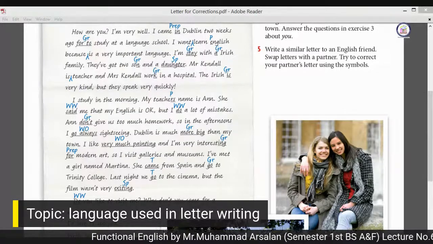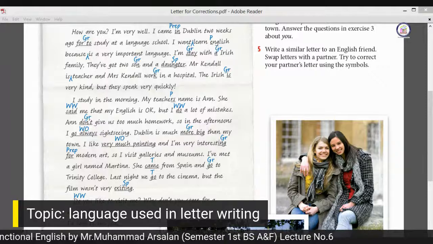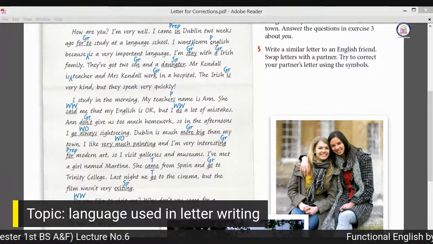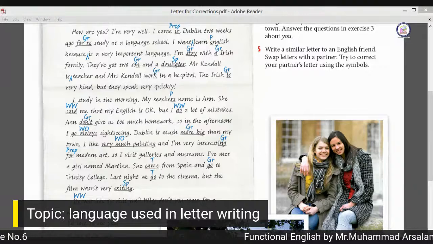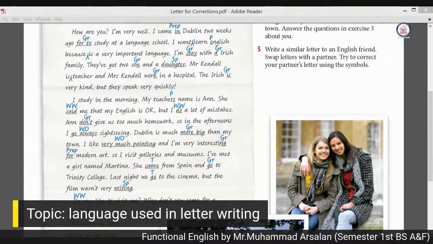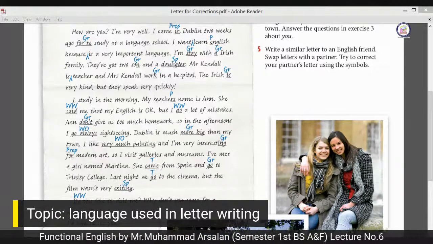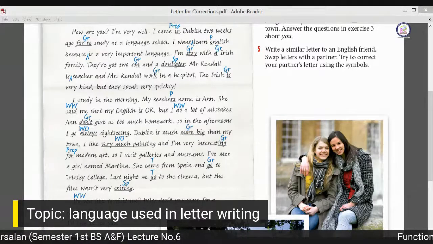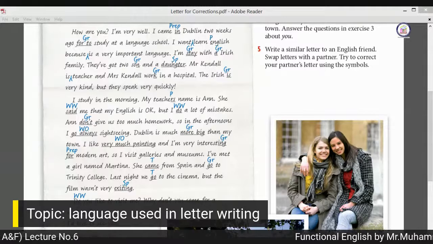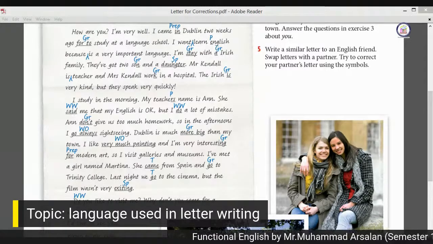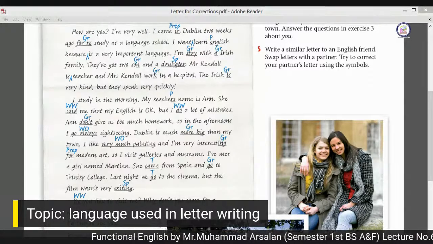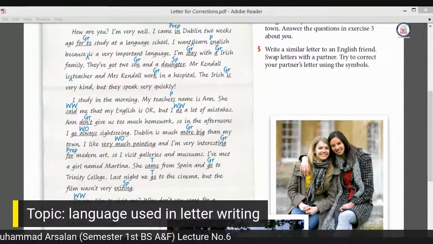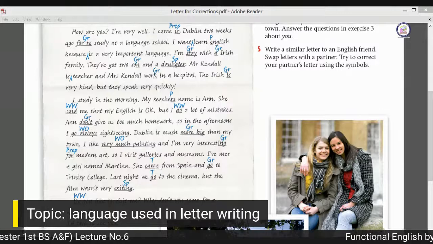You can put down these mistakes in the comments. I can see your comments here, so I will be able to respond to them. So anything that you find as a mistake, let me do the first one for you. How are you? I'm very well. I came to Dublin, not from Dublin, not in Dublin. I came to Dublin. I came here since she's in Ireland. She's in Dublin. Dublin is the capital of Ireland, the biggest city of Ireland.